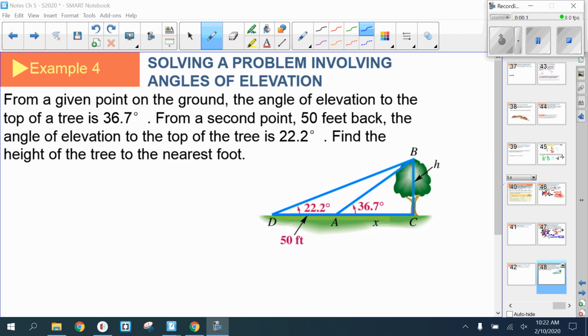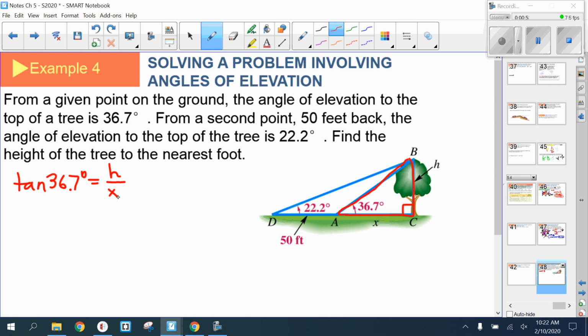All right, trying to find the height of the tree. The key to this problem is noticing the two different triangles. There's the height of the tree, but you should see this right triangle right here. If I want to know the height of the tree, this triangle is set up for me to look at the tangent ratio. So I would say something like tangent 36.7 degrees equals opposite side h over adjacent side x.